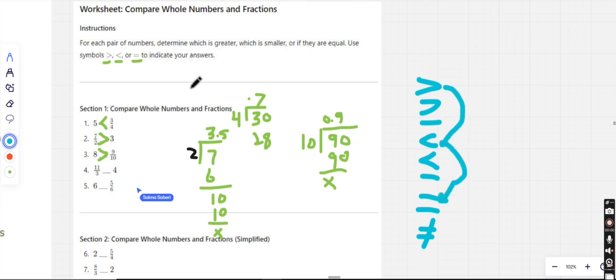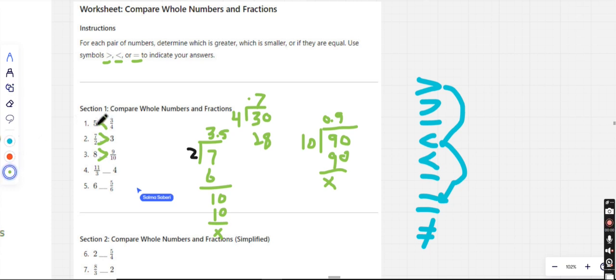Understand? Similarly, if you check the worksheet for instructions: for each pair of numbers, determine which is greater, which is smaller, or if they are equal. Use the symbol greater than, less than, or equal to indicate your answer. Here you see it clearly.